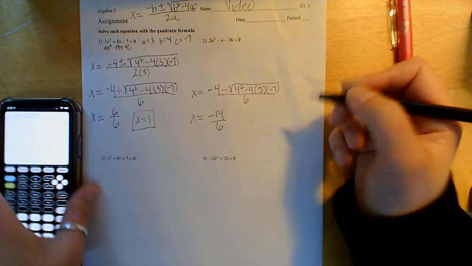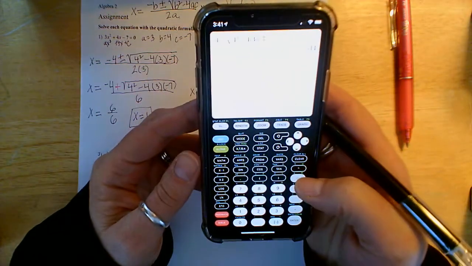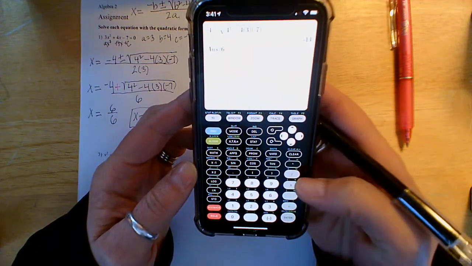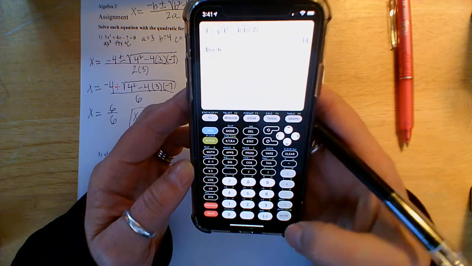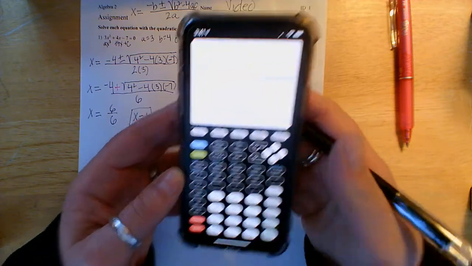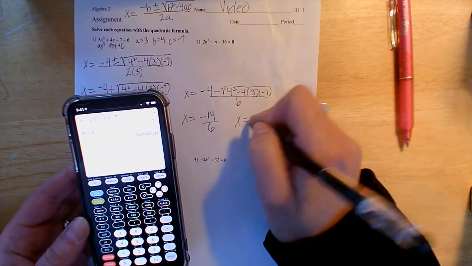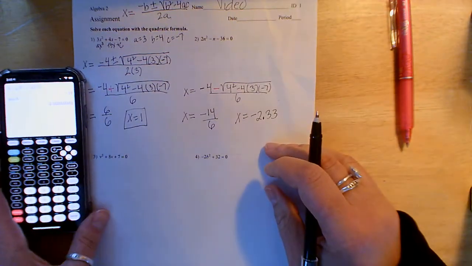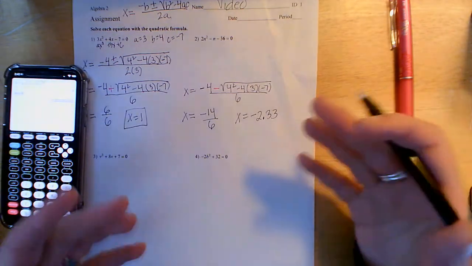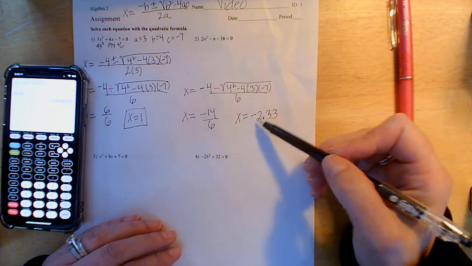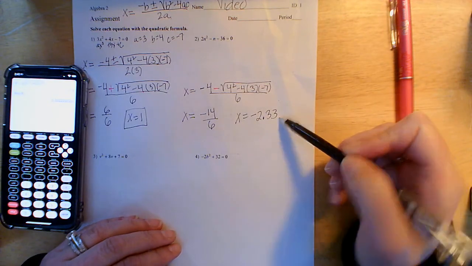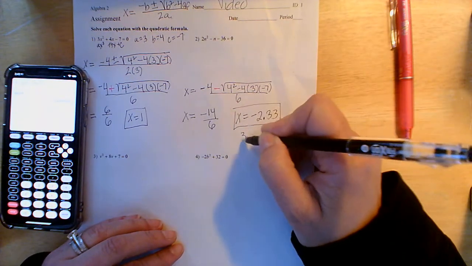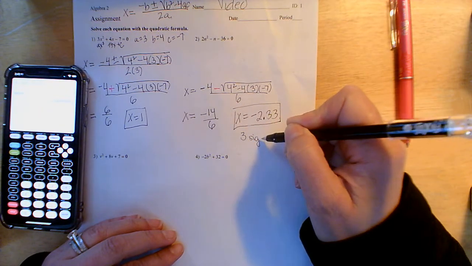And now what you can do, decimals are fine here. So you can do the answer divided by 6. That's the division symbol above the multiplication. And we get -2.3333. X equals -2.33. And I go to 3 significant figures. In IB, that's a standard, going to 1, 2, 3 significant figures. Don't forget it is negative, and this will be your answer. So I use 3 significant figures.